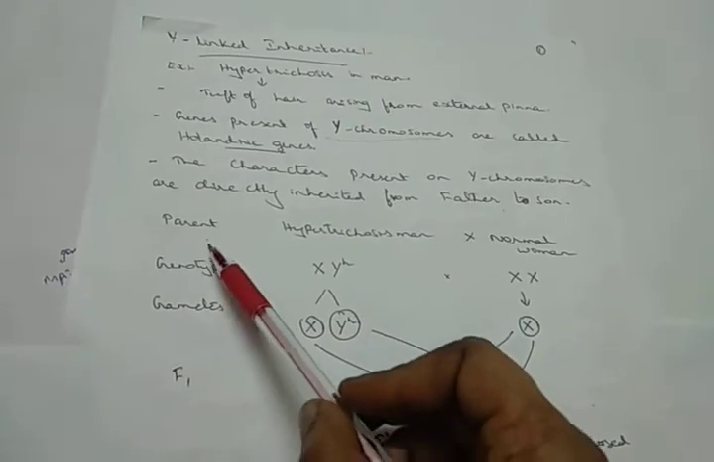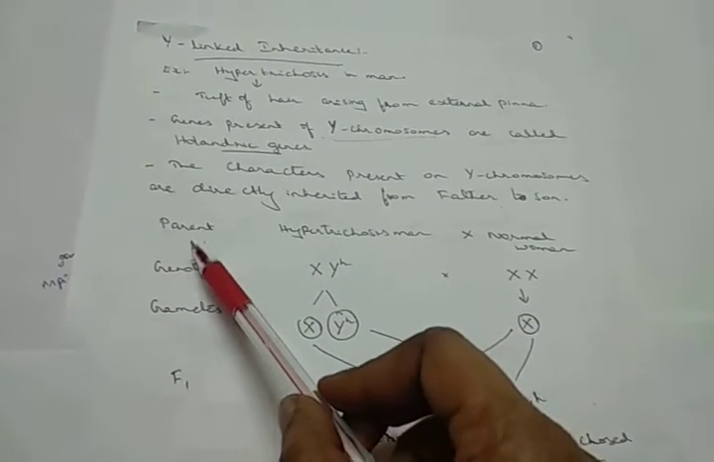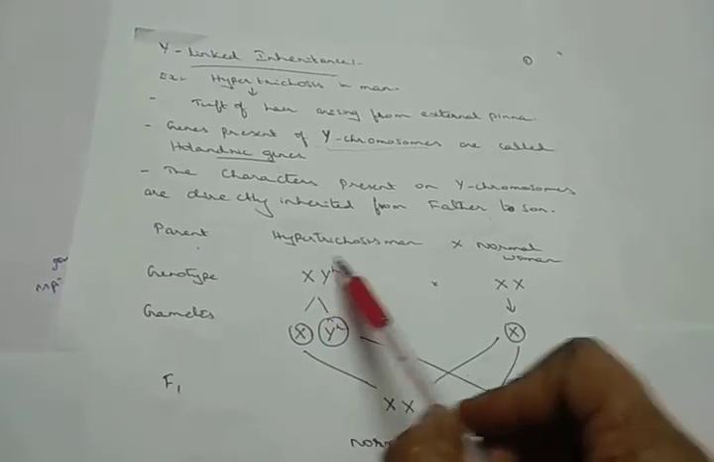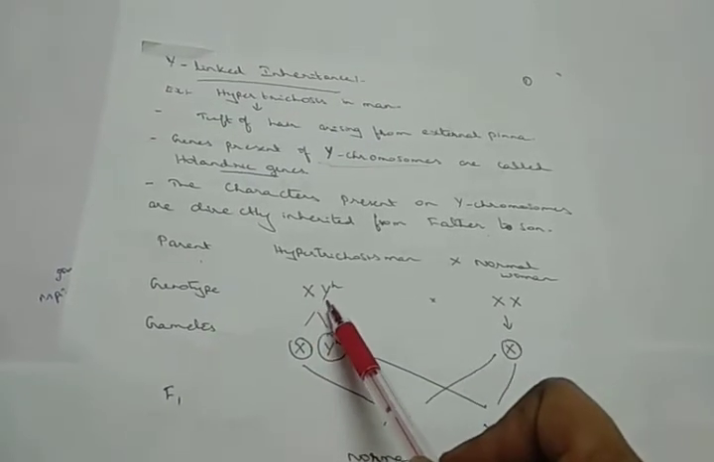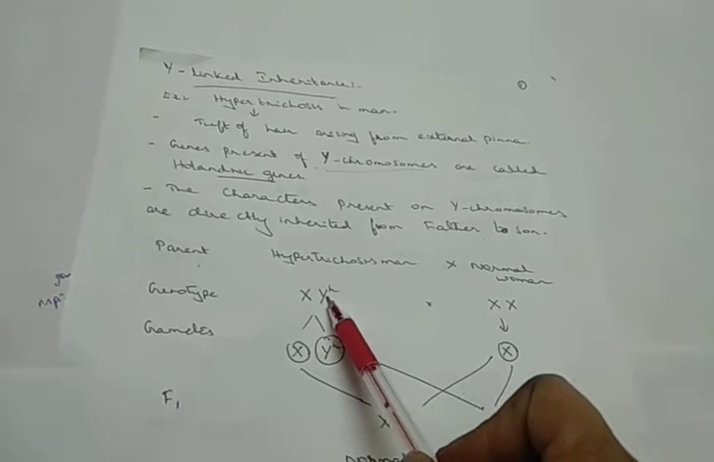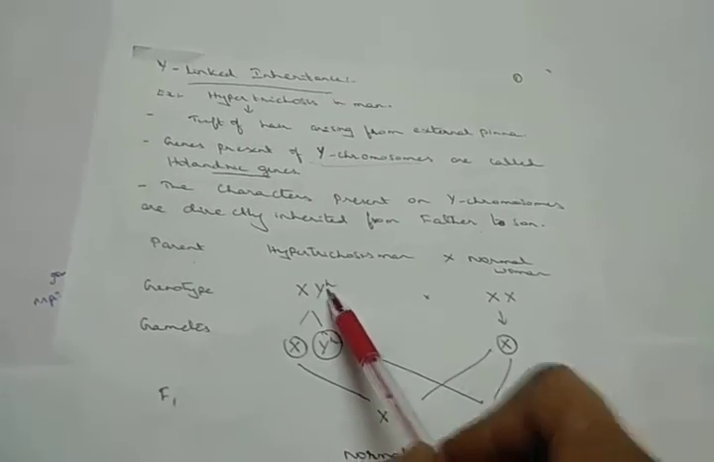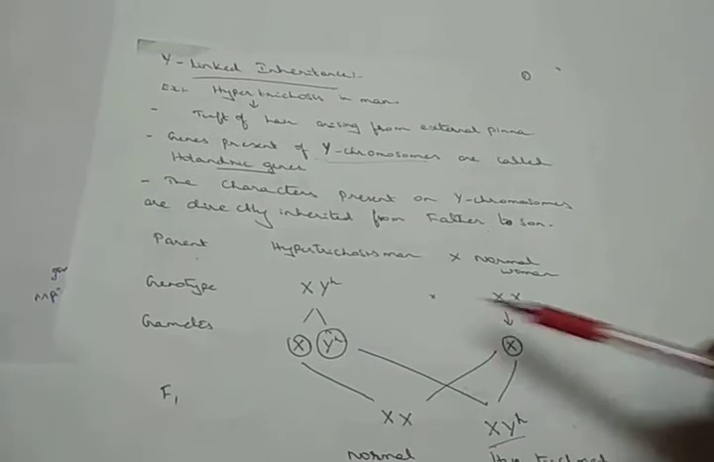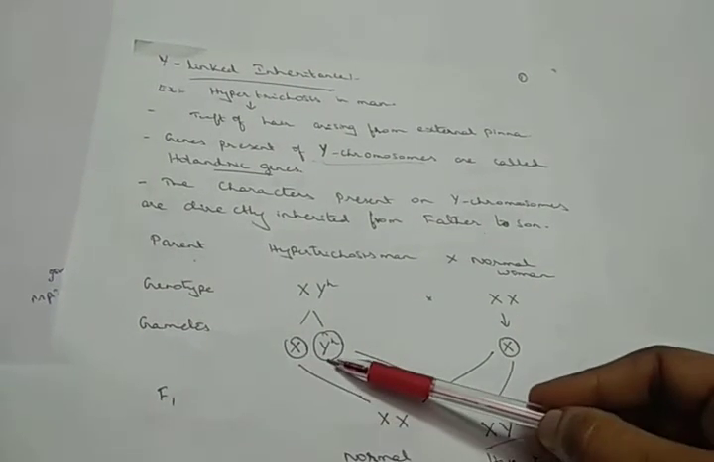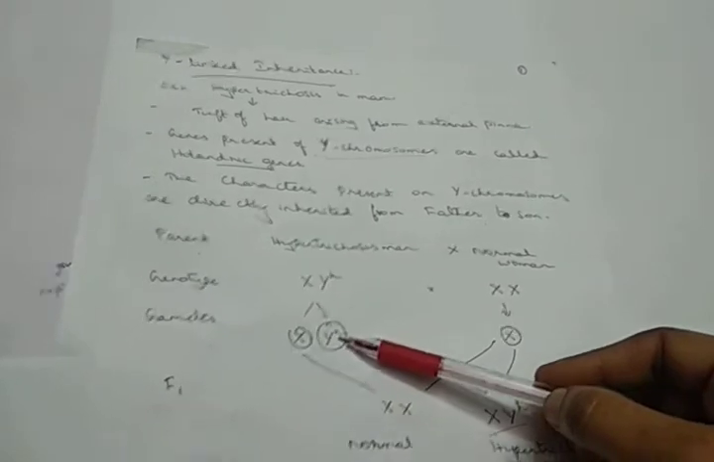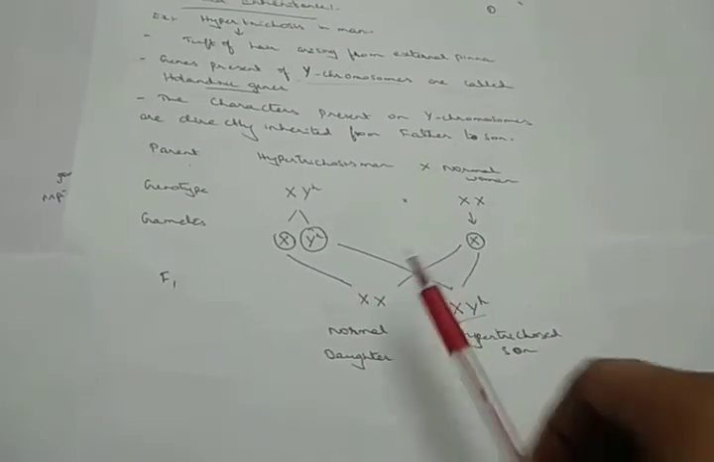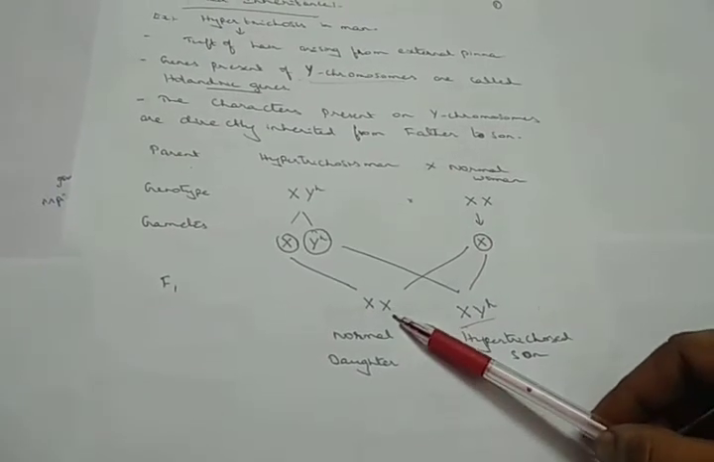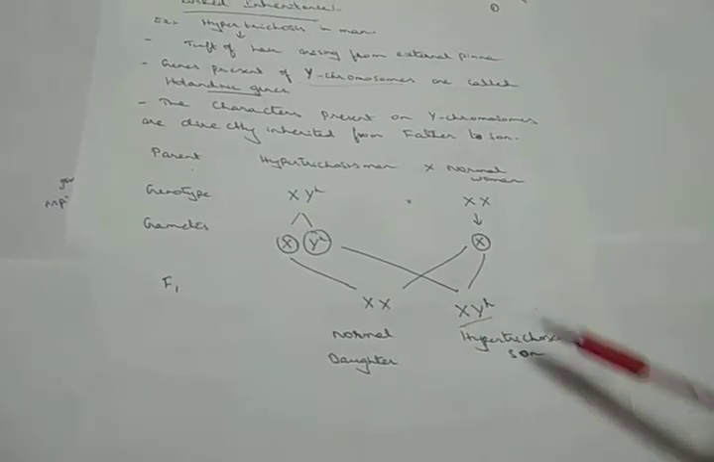You can see in the schematic representation, the parents taken are a hypertrichosed man with a normal woman. The genotype is X with Y, carrying the recessive gene for hypertrichosis, and the normal woman is X and X. The gametes are X with a Y carrying the inherited character, or the recessive gene, and a normal X. When you come to the F1, when mating occurs between these two, you can observe a normal daughter and a hypertrichosed son.